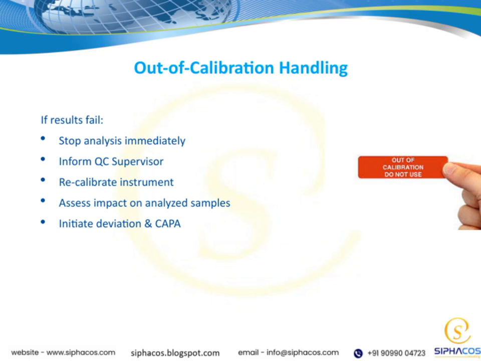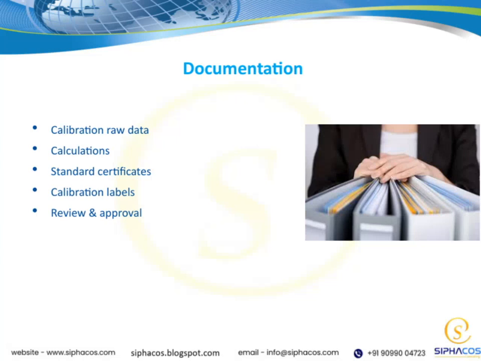Finally, we initiate a deviation report and a corrective and preventive action, or CAPA, to document what happened and prevent similar issues in the future. This process is vital for maintaining the integrity of our quality system and ensuring reliable results every step of the way. Let's take a closer look at the documentation process involved in calibration.